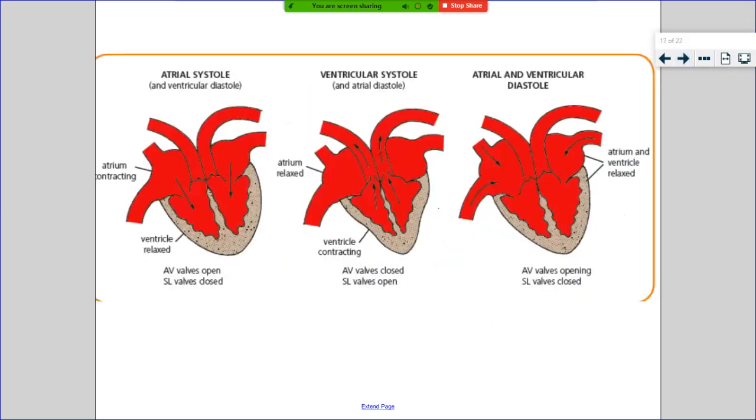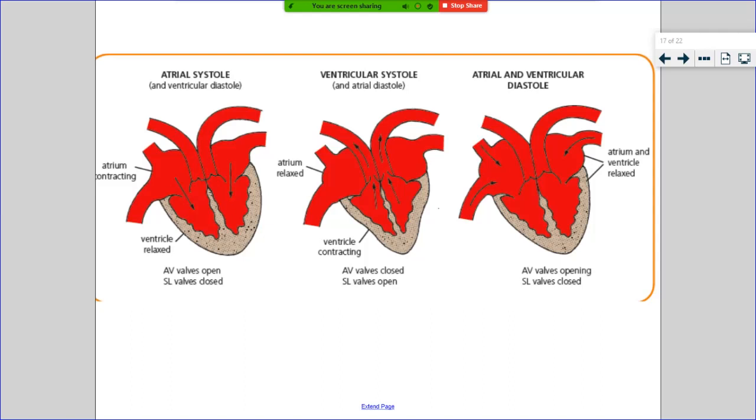So just to review, atrial systole, the atria contract, pressure increases in the atria. When it's greater in the atria than the ventricle, then the blood starts to be forced down from the atria to the ventricle. The ventricles are relaxed during atrial systole.